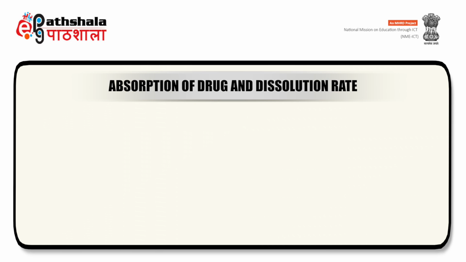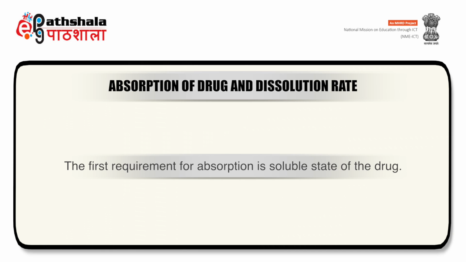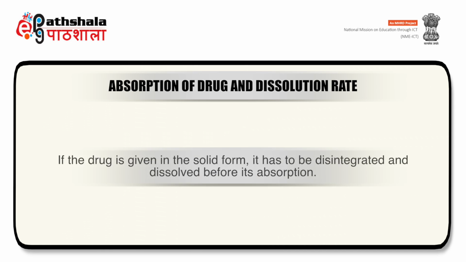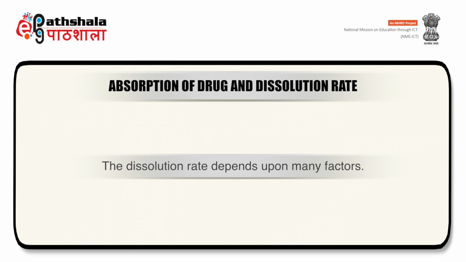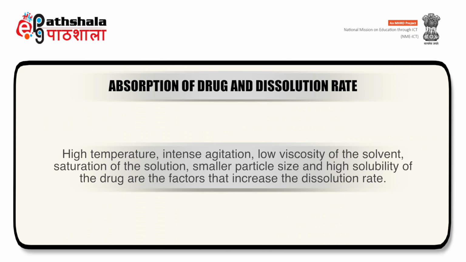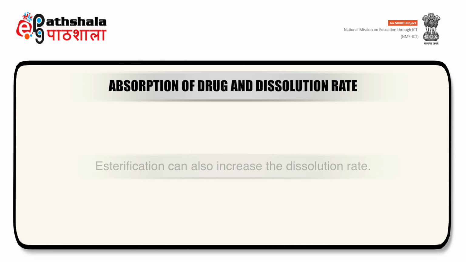Now, we'll discuss the relation between absorption of a drug and dissolution rate. The first requirement for absorption of a drug is the soluble state of the drug. If the drug is given in solid form, it has to be disintegrated and dissolved before absorption. The dissolution rate depends upon many factors like high temperature, intense agitation, low viscosity of the solvent, saturation of the solvent, smaller particle size, and high solubility of the drug. These all increase the dissolution rate. Esterification can also increase the dissolution rate.